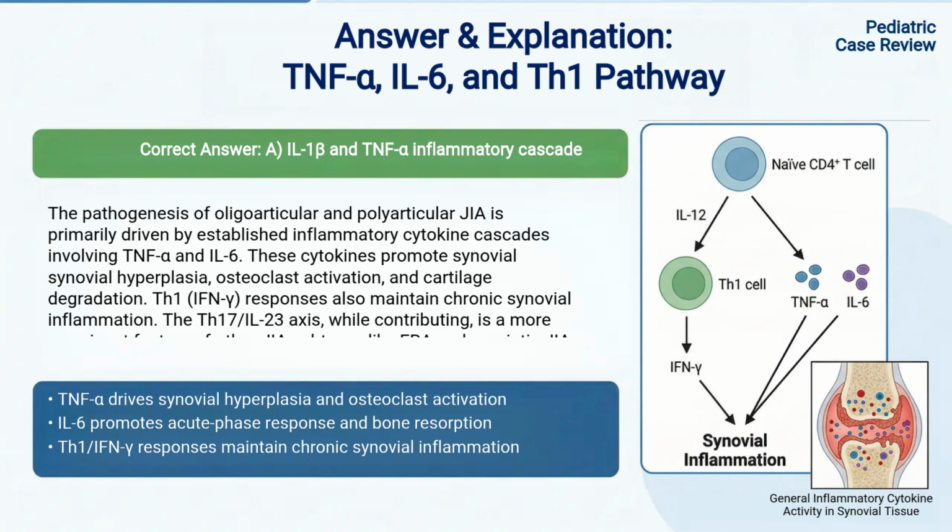3 key mechanisms. Tumor necrosis factor alpha drives synovial hyperplasia and osteoclast activation. Interleukin-6 promotes the acute phase response and bone resorption, and T helper 1 interferon gamma responses maintain chronic synovial inflammation.